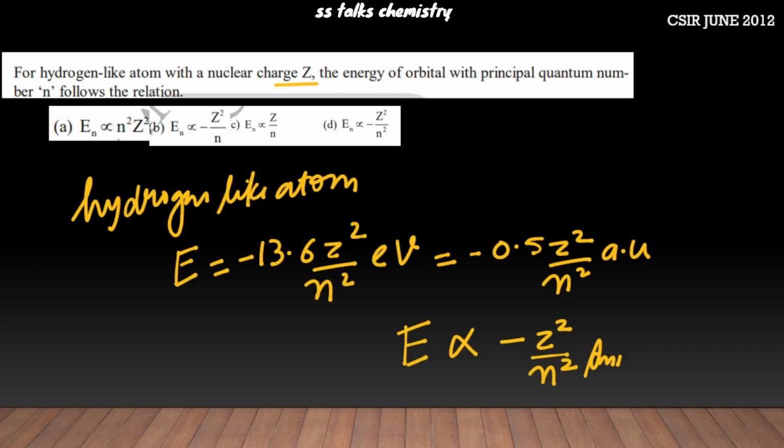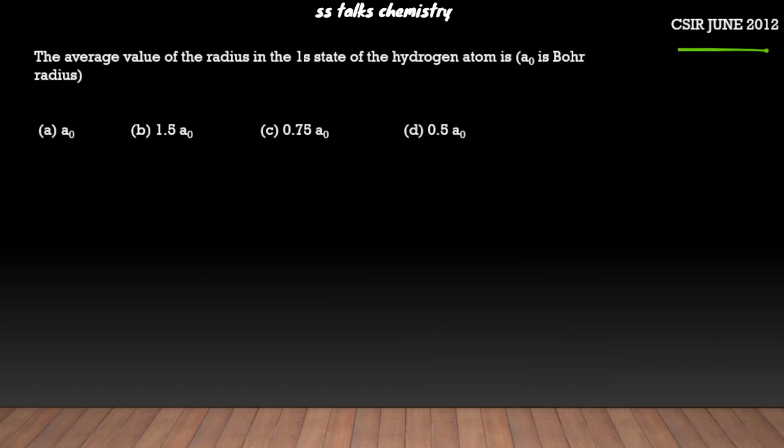So based upon these options, if you see, first is n square Z square, incorrect. Second, minus Z square upon n, incorrect. Z square upon n square we want. Here it is Z by n, again incorrect. Minus Z square upon n square, option D will be the right answer. Okay.